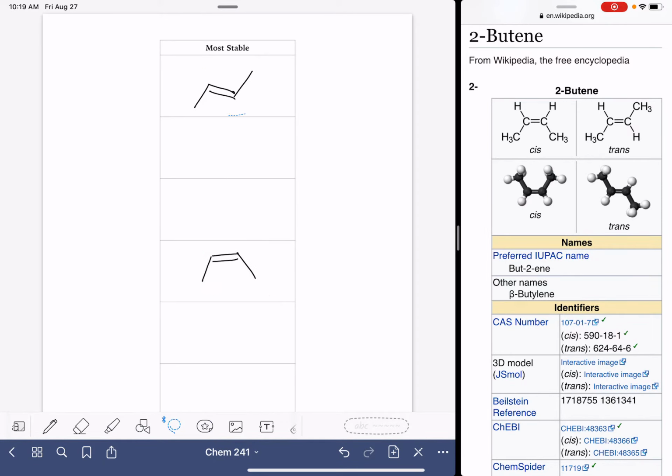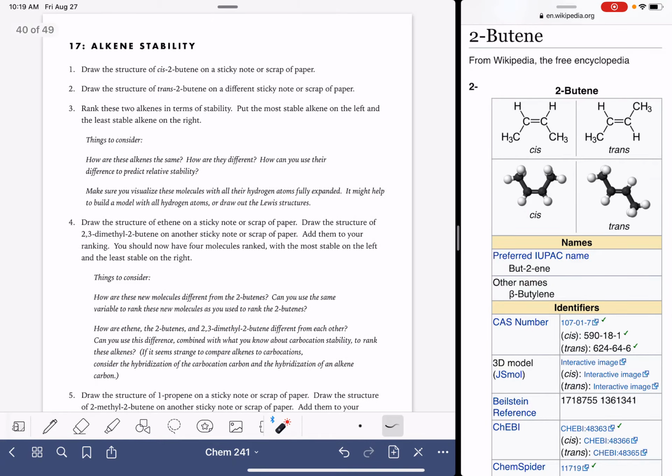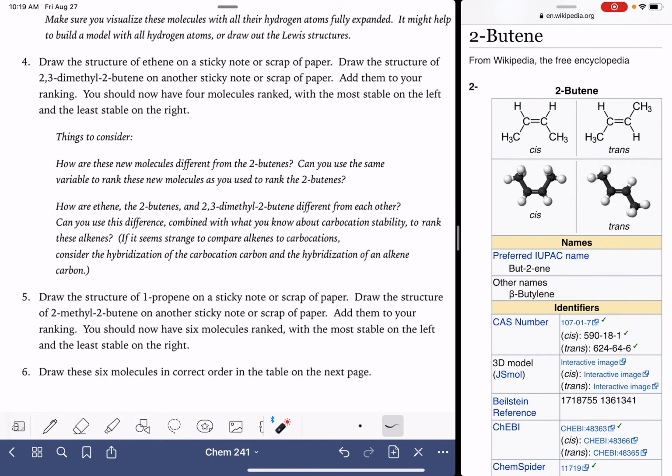I think I'm just going to put them in the middle of this, so sort of like that. This will be our initial ranking. Cis alkenes are always less stable. So now let's go back to the instructions and see what it's asking us to do next.